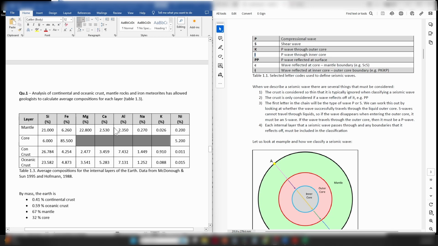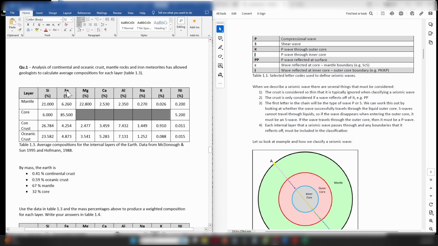So if we look at table 1.3, you can see we have the 4 layers marked out: mantle, core, continental crust, oceanic crust. And for each layer, you can see we have a composition, and this is an average composition. So most samples will not meet this composition perfectly, but if you average them all together, this is what you're going to end up with.